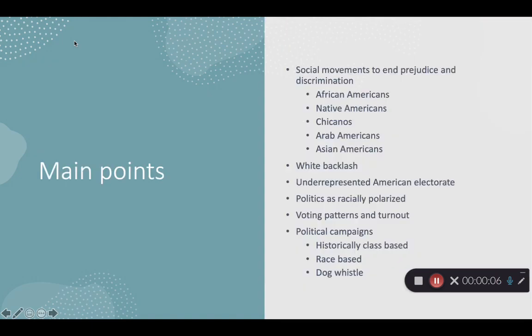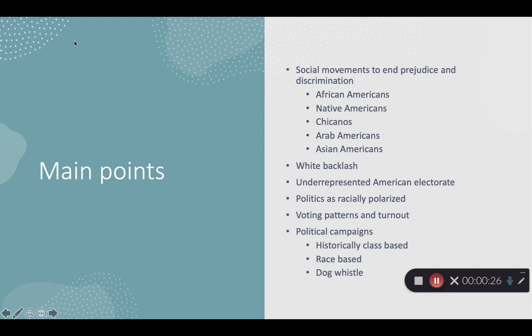The main points that we're going to cover today: we're going to look at the social movements to end prejudice and discrimination by groups such as African Americans, Native Americans, Chicanos, Arab Americans, and Asian Americans. We're going to look at the white backlash to Reconstruction and also the Civil Rights Movement.